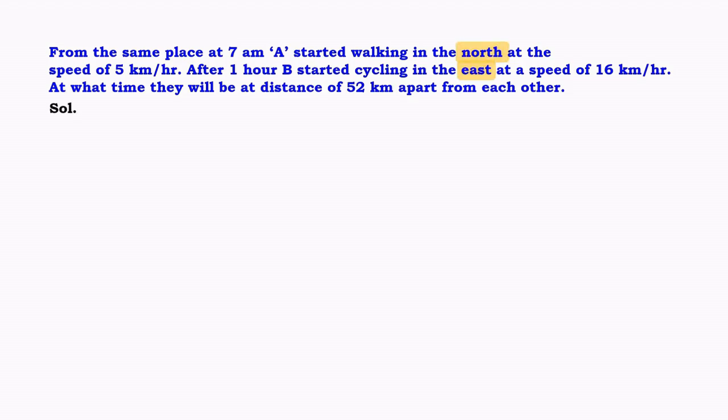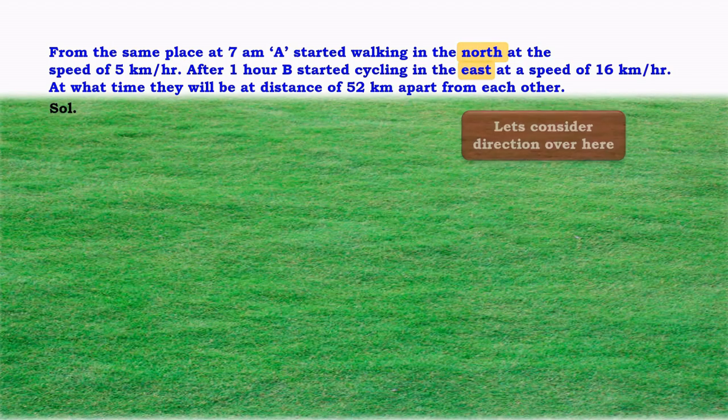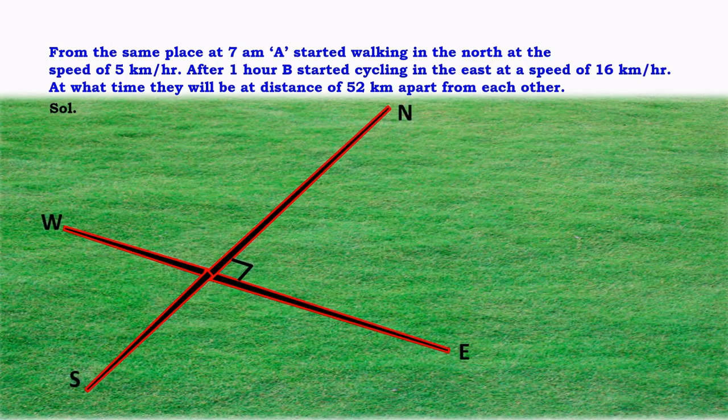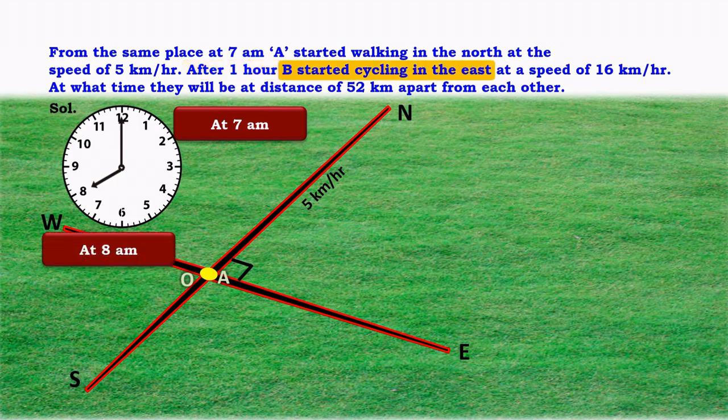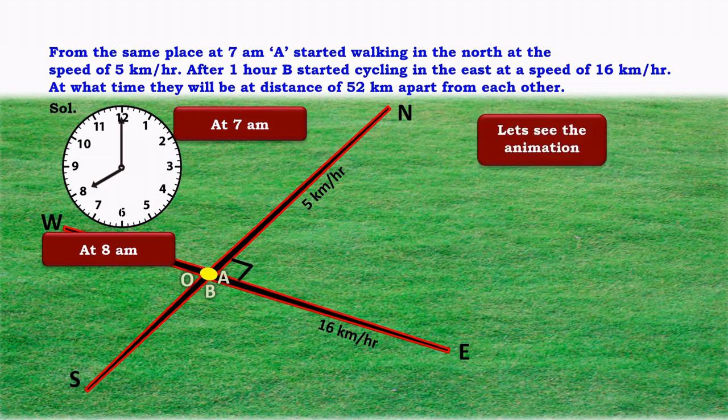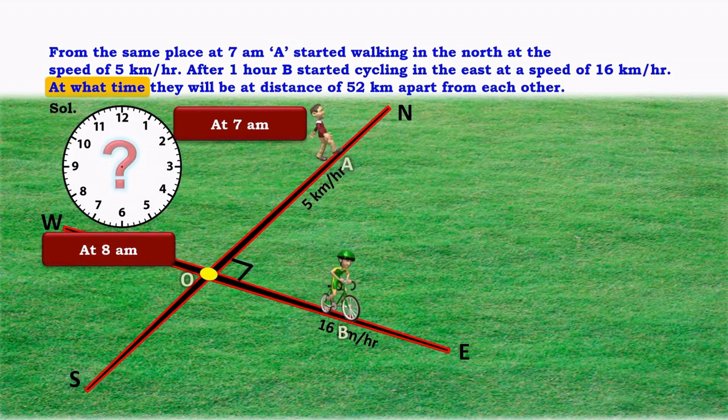Let us first understand the movement of A and B with the help of this diagram. At 7 o'clock in the morning, A starts walking from the common starting point towards the north at a speed of 5 kilometers per hour. During the first 1 hour, only A is moving. At 8 o'clock, B starts cycling from the same starting point towards the east at a speed of 16 kilometers per hour. Notice that the directions north and east are at right angles to each other. Therefore, the paths of A and B form a right-angled triangle.